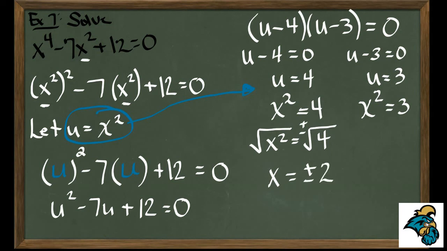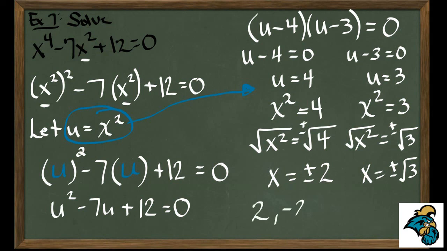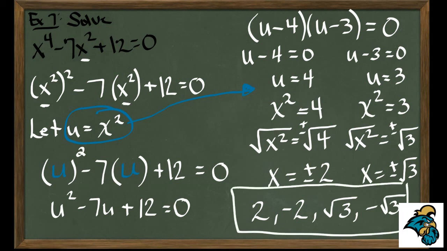Over here, I'm going to do the same thing. I'm going to take the square root of both sides. I'm going to remember to do the positive and the negative. So that leaves me with x equals, in this case, the square root of 3 doesn't come out nice, so we're just going to leave it as the positive and negative root 3. So I actually have 4 solutions. My solutions are positive 2, negative 2, positive square root of 3, and negative square root of 3. Those are my solutions to this equation.